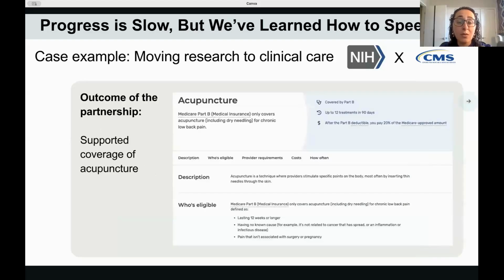So in the next slide, the outcome of this resulted in CMS supporting coverage of acupuncture for chronic low back pain for people who had pain for 12 weeks or longer, and that they would cover up to 12 treatment sessions. So that's an example of where a research partnership was able to result in a change in clinical care.